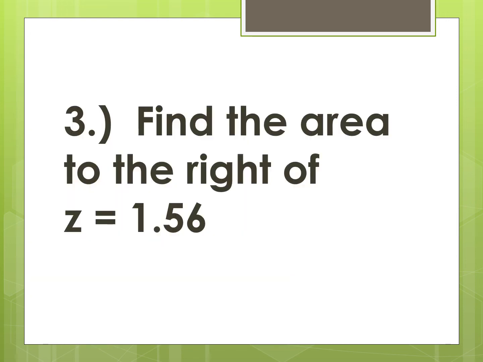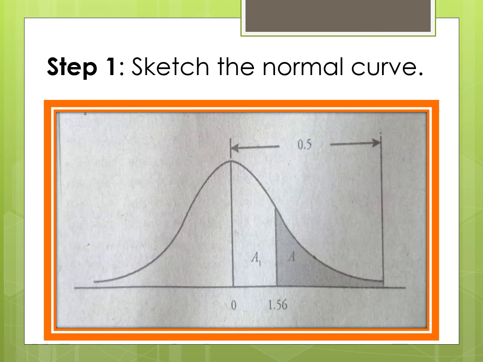Let's proceed with the third example. Find the area to the right of z = 1.56. Okay, so to the right of z = 1.56. If we are going to sketch its normal curve, so ganito magiging itsura niya. So, sa kanan daw, to the right of 1.56. So, yung area na yan, yung hinahanap natin.